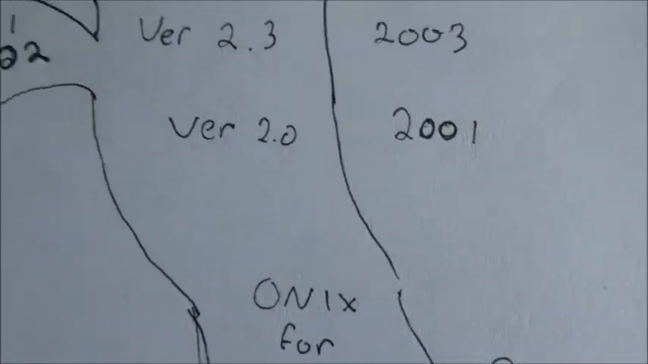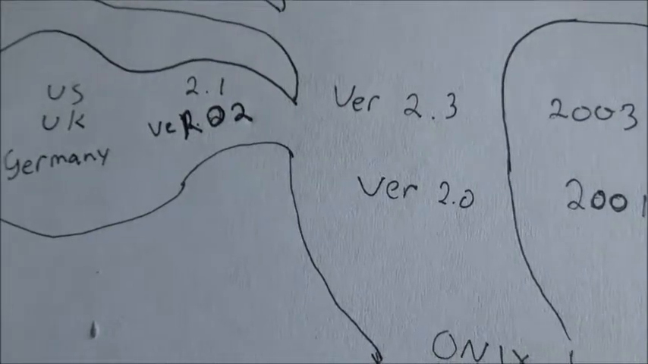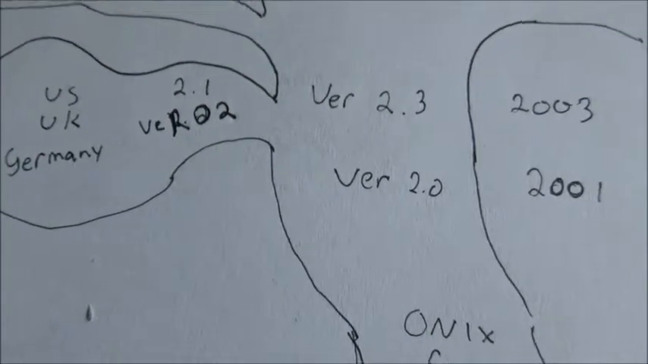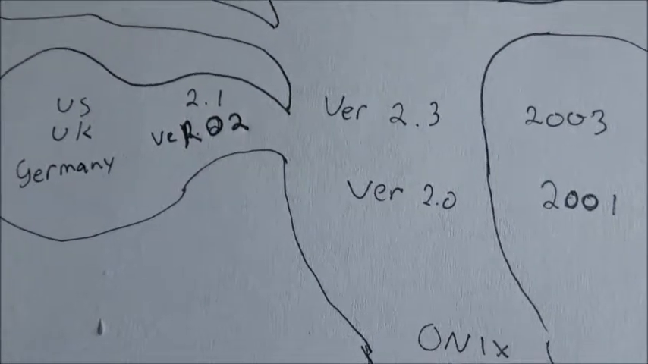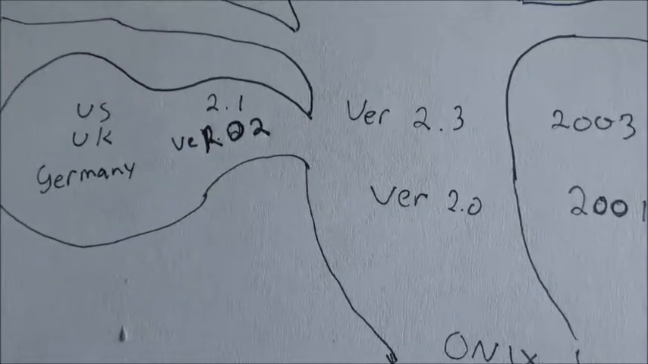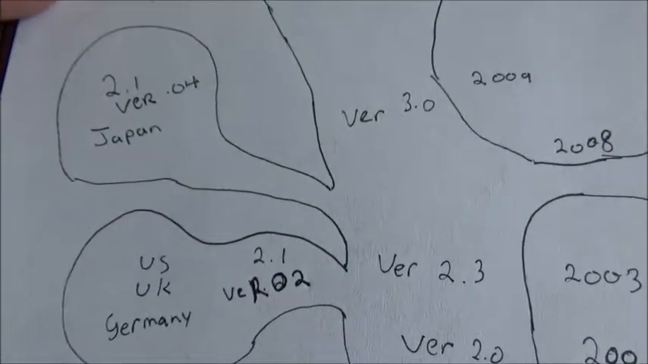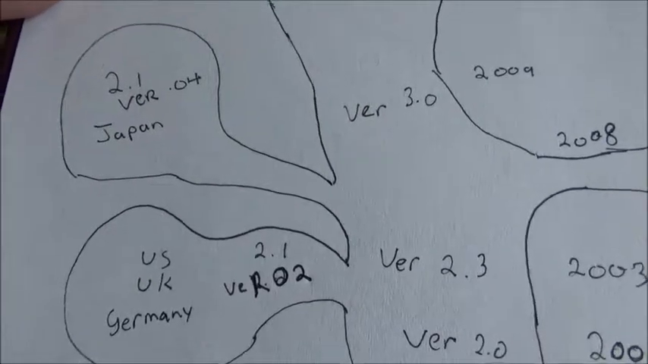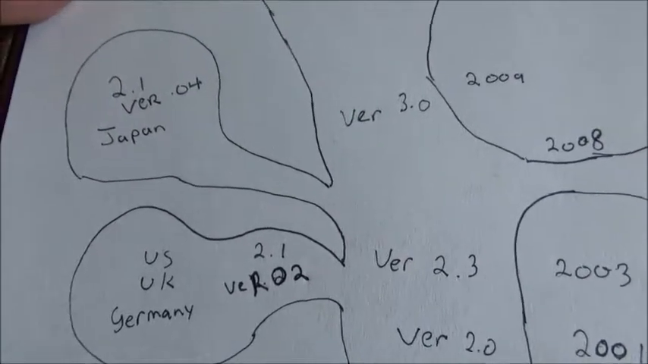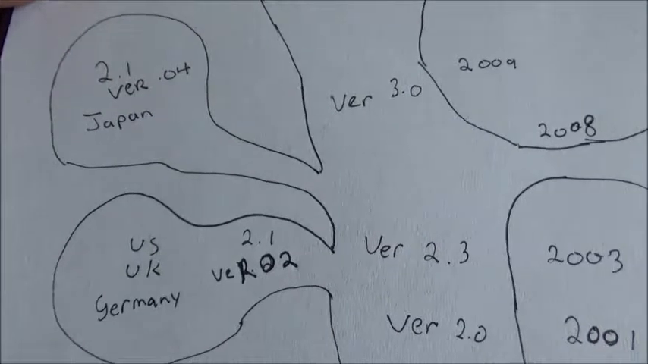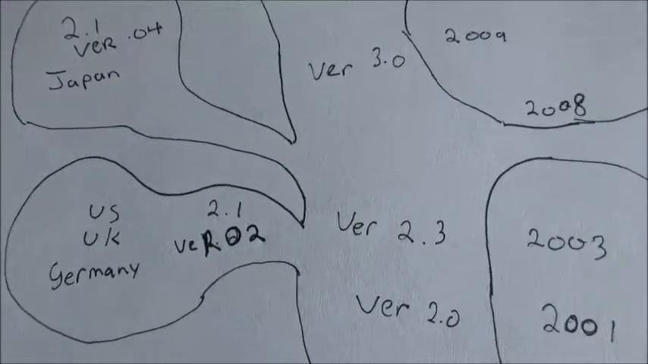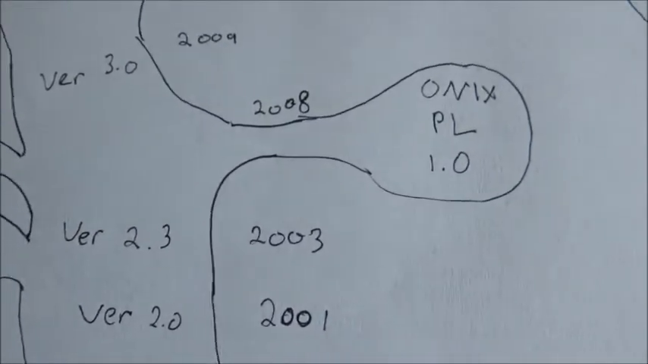2001 had version 2.0, which branched out into different types for different countries. 2.1 version .02 was big in the US, the United Kingdom, and Germany, while 2.1 version .04 was big in Japan. Another way that it had branched out is actually in a different subset, such as ONIX PL.